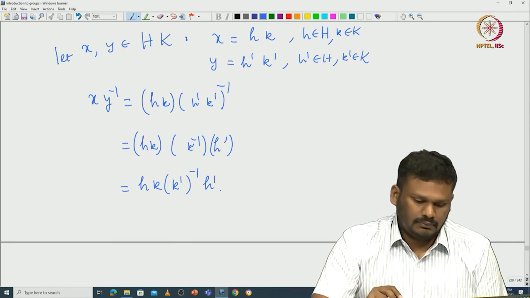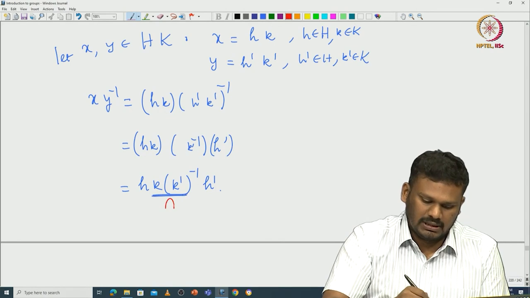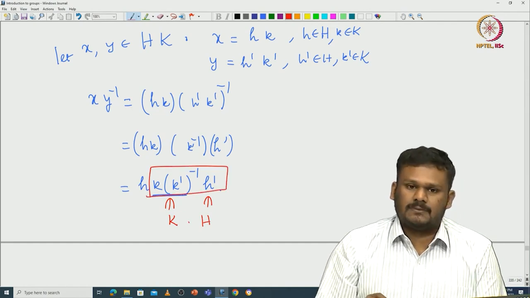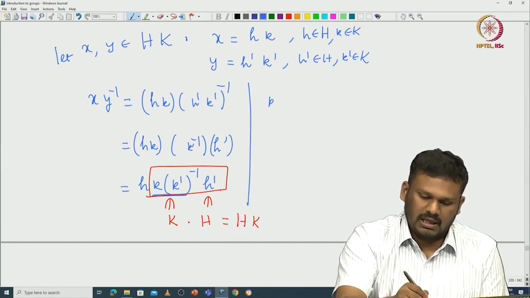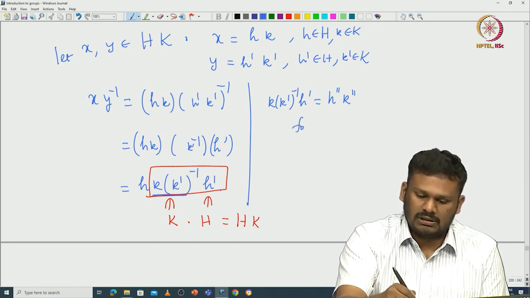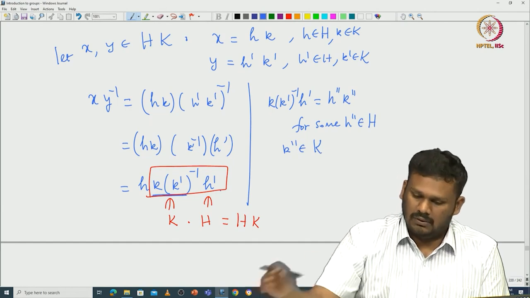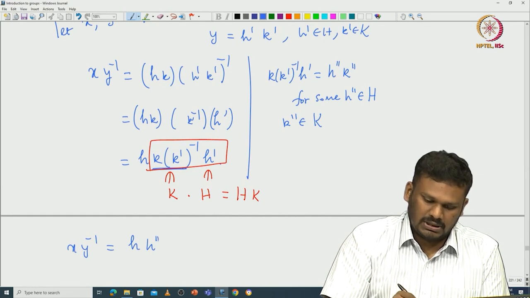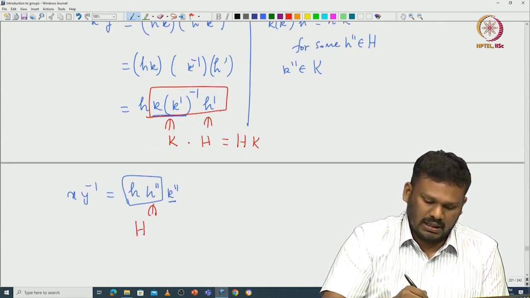But you know that k k' inverse is an element of capital K and h' is an element of capital H. So this part will lie in KH. But KH is HK, that is what is given. So k k' inverse h' can be replaced as h'' k'' for some h'' in capital H and k'' in capital K. Now if you replace this, you can see that x y inverse is exactly equal to h h'' k''. Here h h'' is in capital H and k'' is in capital K. So that means this is in HK.